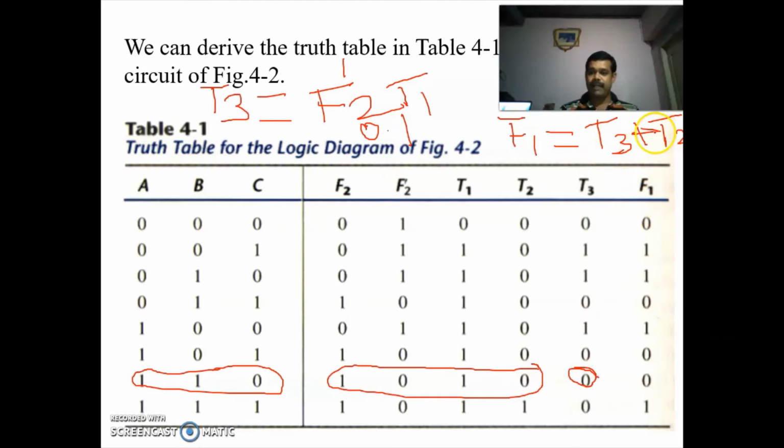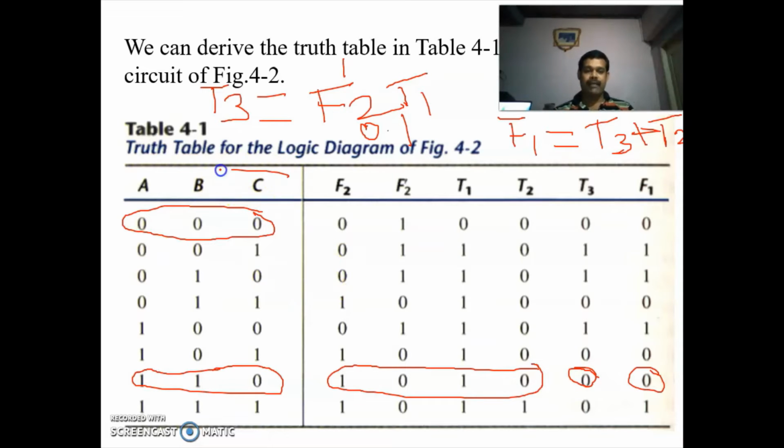Now we are going to find the value of F1. F1 is equal to T3 plus T2. T3 is 0 and T2 is 0. So 0 plus 0 is 0. Similarly, we have found the values of F2, F2 bar, T1, T2, T3 and F1 for the input combination 1, 1, 0.